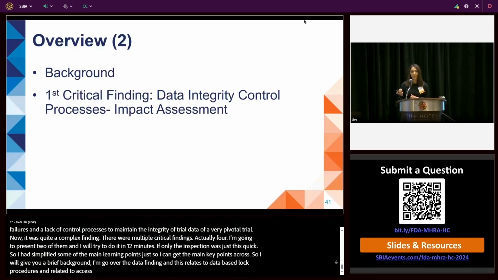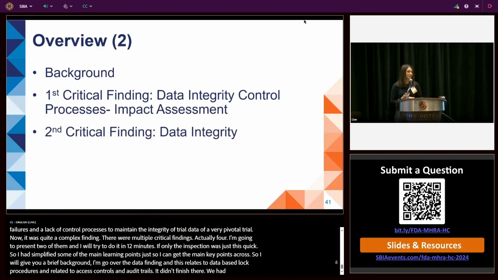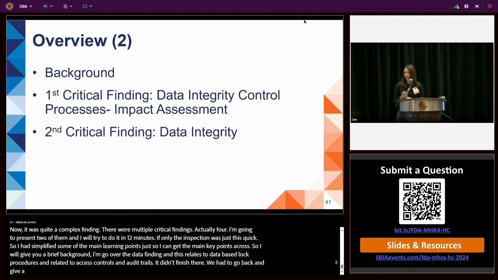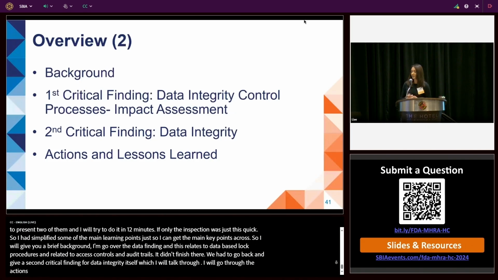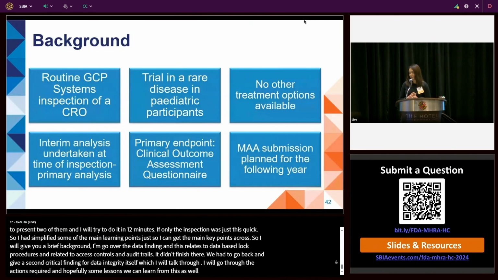It didn't finish there. We had to go back and give a second critical finding for data integrity itself, which I will talk through. And I'll go through what actions were required and hopefully some lessons we can learn from this as well. And then to summarize with some closing thoughts.